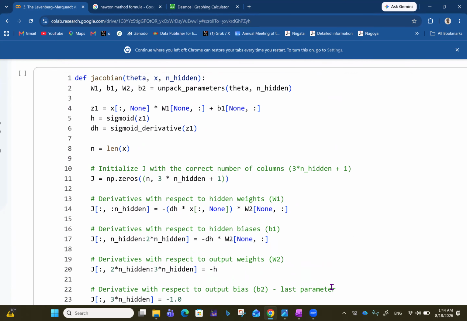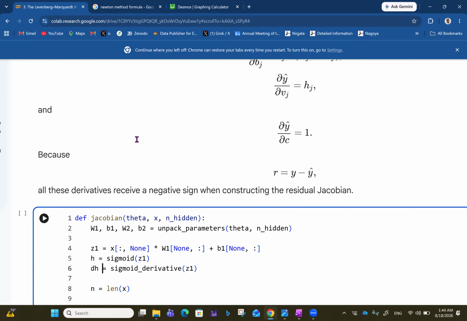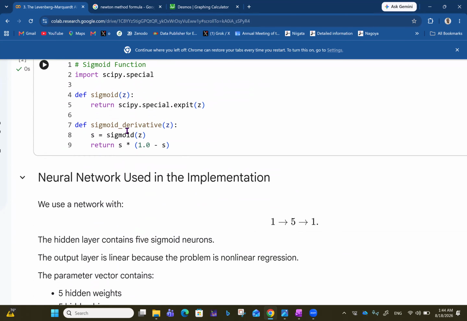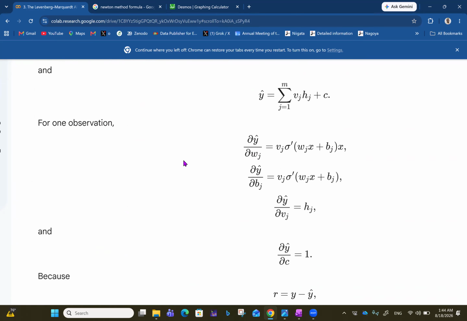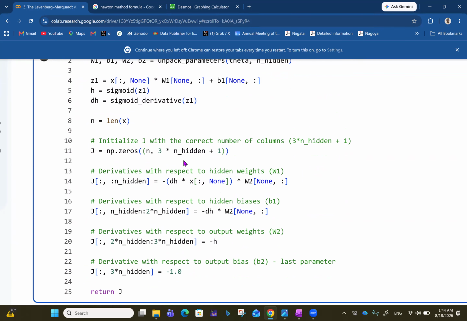And that we define here in Python. So define the Jacobian, taking theta, the input and the hidden layers. You have W1, B1, W2, B2, unpack the parameters theta and n hidden, then define your Z1, the sigmoid, the derivatives. That's the sigmoid derivative of Z1, and then n is the length of x. We've already defined the sigma derivative somewhere before, where we defined s times 1 minus s for sigmoid. So we are calling this function. Everything you are doing now is still connected with everything we've done before, because we've not really got any results. We've just been setting up the whole system so we can go where we want to go.